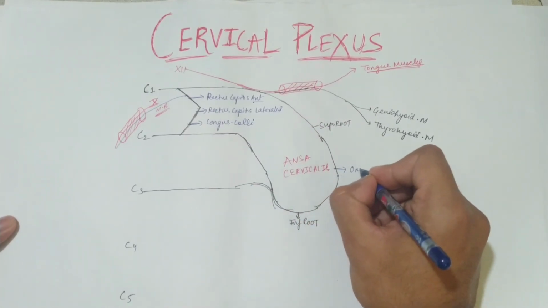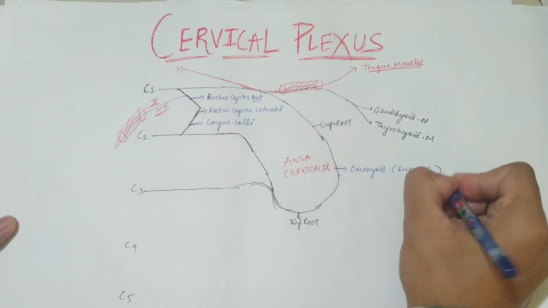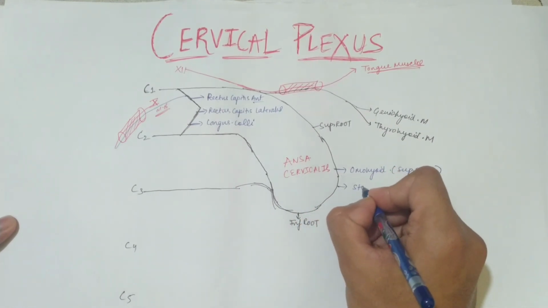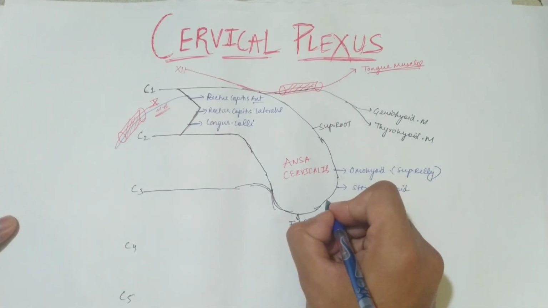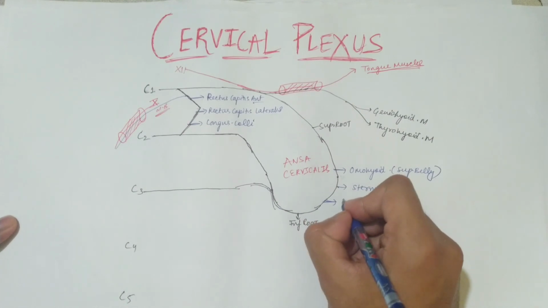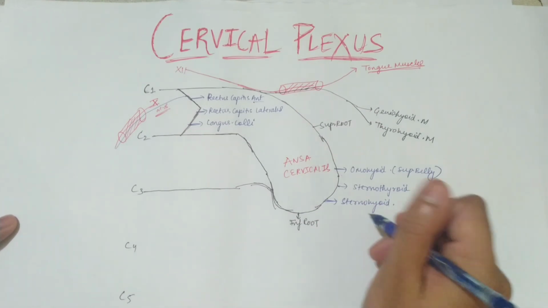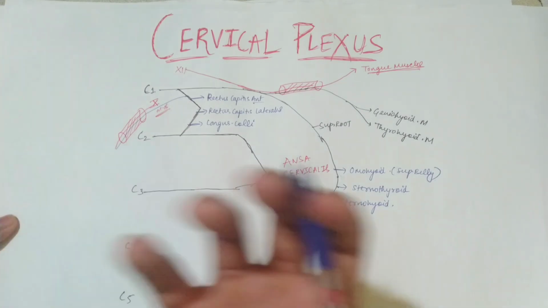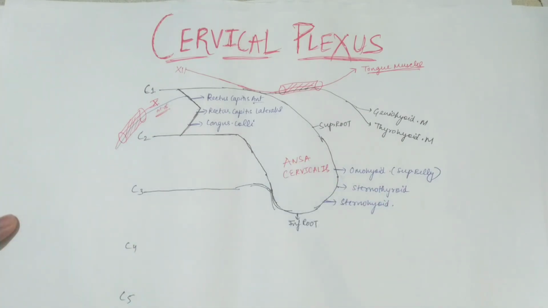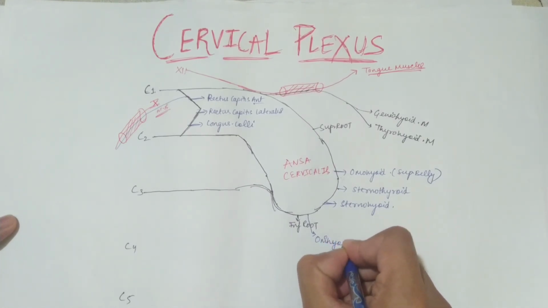The first branch is to the omohyoid superior belly. These are the infrahyoid group of muscles. Next is the sternothyroid, according to the sequence, and these are from the superior root, and the sternohyoid. Omohyoid depresses the hyoid bone, sternothyroid depresses your thyroid cartilage, and sternohyoid also depresses. While you are swallowing food, these muscles depress and help in the deglutition of food. From the inferior root, one muscle, the omohyoid inferior belly.